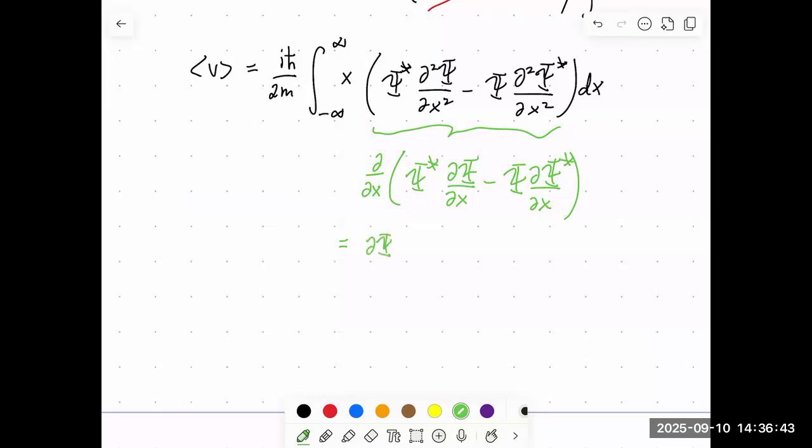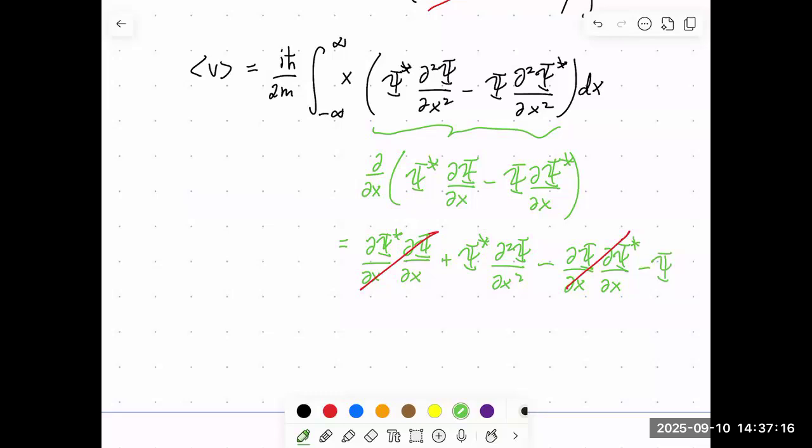So it's d phi star dx d phi dx plus phi star d2 phi dx2. That's the first term. Then we'll get a minus d phi dx d phi star dx. There should be a cancellation right here. And then we end up with a minus phi d2 phi star dx2. And these two remaining terms are exactly what's in the brackets here.